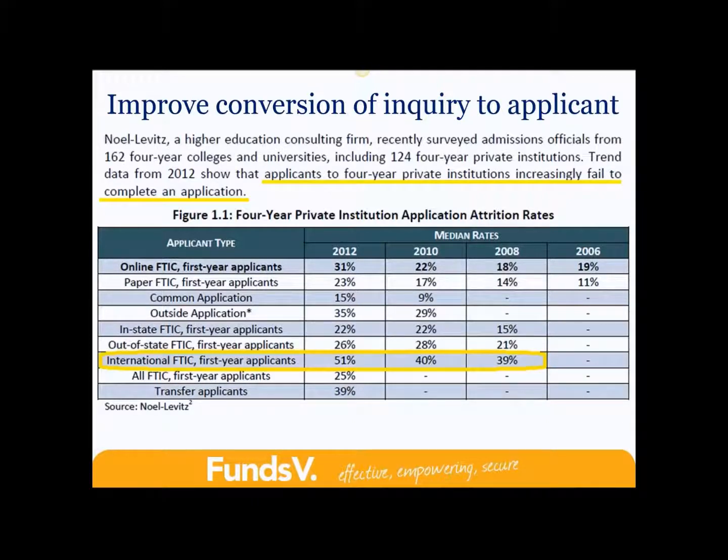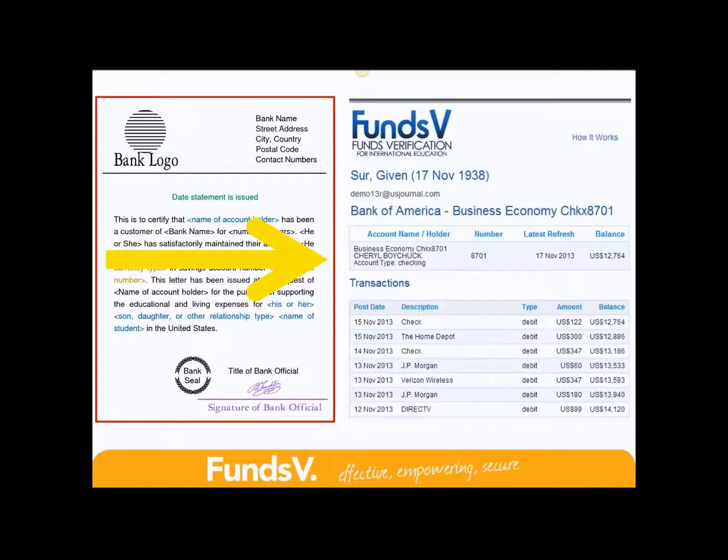So I ran across these statistics a couple of months ago. The attrition rate for international students is the worst among all other categories of applicant type. And I think the main reason applicants fail to complete an application is that it's just so darn complicated. I mean, of course, there are a few more steps. But FundsV helps to simplify the process so you can improve the conversion of initial inquiry to financially qualified applicants.